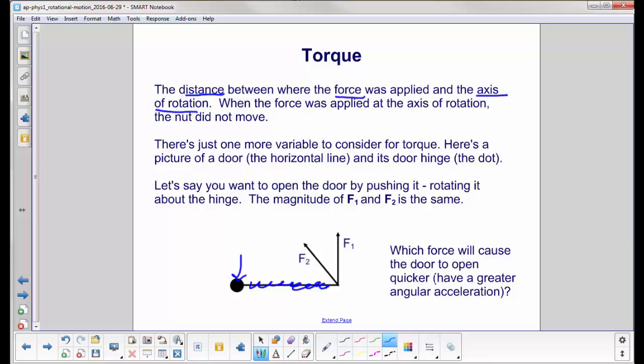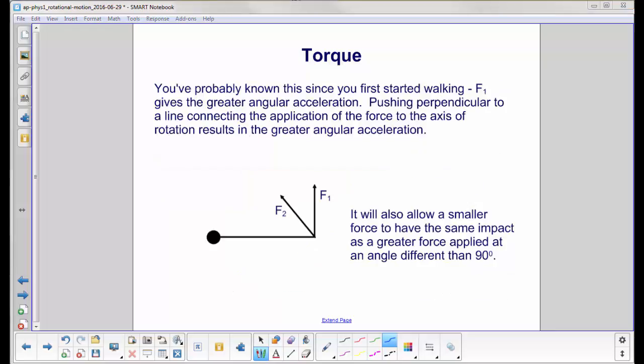The force vector is the same. Which force will cause the door to open quicker? In other words, which will have a greater angular acceleration? You've probably known this since you first started walking, whether you're a year or 2 or 3 years old, whatever. Pushing perpendicular to the door, or F1, gives you the greatest angular acceleration. So you guys have actually been doing physics for a long time.